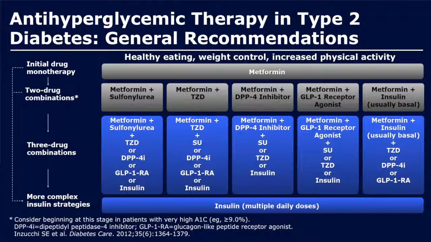Basal insulin has excellent efficacy, but puts patients at high risk of hypoglycemia. Sulfonylurea and thiazolidinedione demonstrate high efficacy, but come with a considerable risk of hypoglycemia and edema, respectively. DPP-4 inhibitors are considered very safe with low risk of hypoglycemia, but with intermediate efficacy. GLP-1 receptor agonists have high efficacy and low risk for hypoglycemia, but are associated with gastrointestinal side effects.